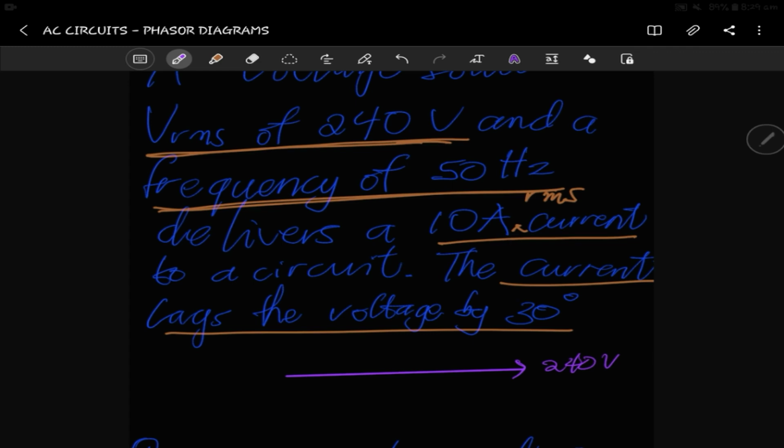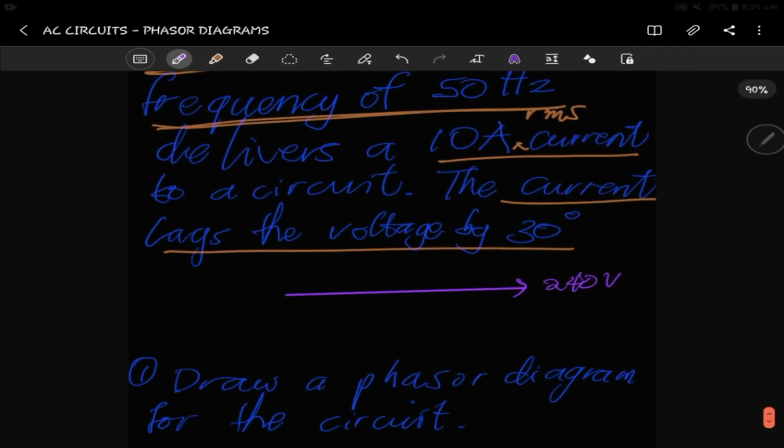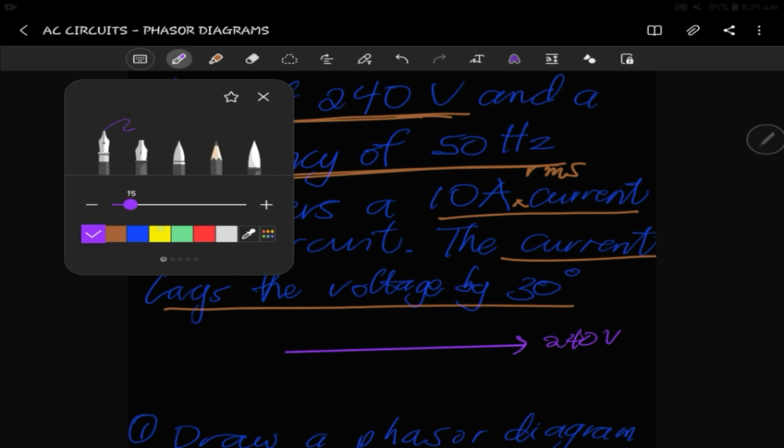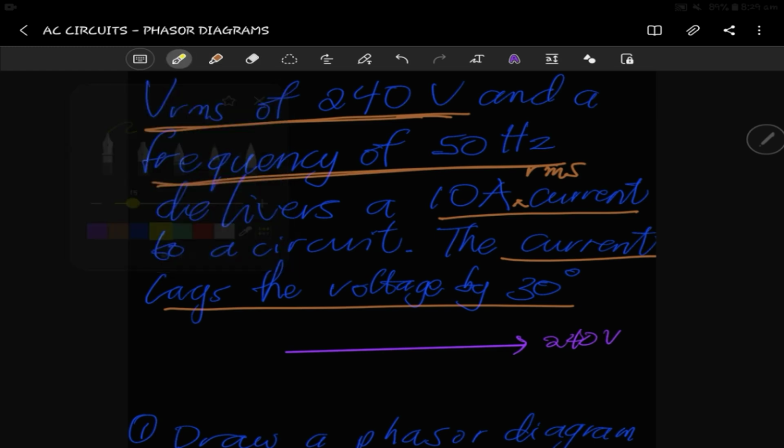It says the source delivers a 10 amperes RMS current to the circuit, and the current lags the voltage by 30. It says draw a phasor diagram for the circuit. Now we've drawn the voltage. The next thing is to draw the current. We know the current lags the voltage by 30 degrees, but the current is just 10 amperes, while the voltage is 240. Because we're not drawing to scale, the current should be shorter in terms of the length of the line. So the current can be something like this.